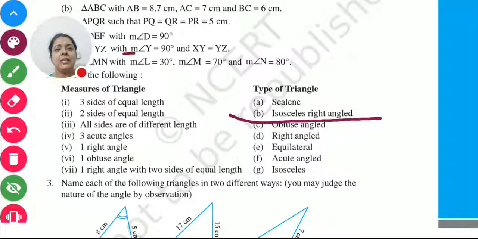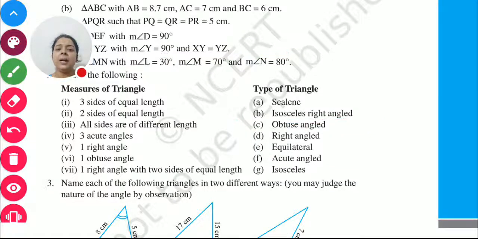The same applies here in this one. One angle is 90 degree and two sides are equal. So it is known as isosceles right angled triangle. Isosceles because two sides are equal. Right angle means one angle is right angle, means 90 degree. So we can call it isosceles right angle.